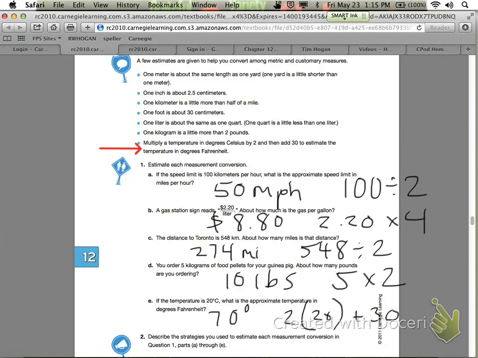And finally, for letter E, if the temp is 20 degrees Celsius, what is the approximate temp in Fahrenheit? This would be 70 degrees. If you take a look at that last estimate, we are taking 2 times the temperature in Celsius. So 2 times 20 would give you 40, and we are adding 30 to that, which would give you 70 degrees.